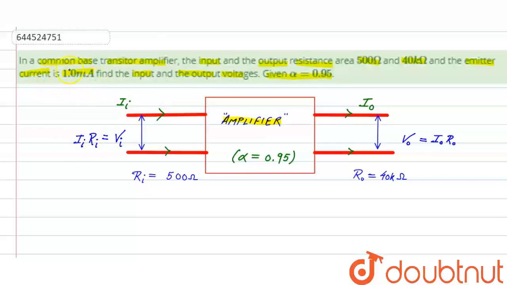This is the emitter current, and we must know that in common base configuration, the emitter current is nothing but the input current. So input current is simply 1.0 milliampere. So now we are ready to find the voltage in the input section. But prior to that, let's find the value of I O, the output current. Actually, the output current is nothing but the amplification multiplied by the input current.